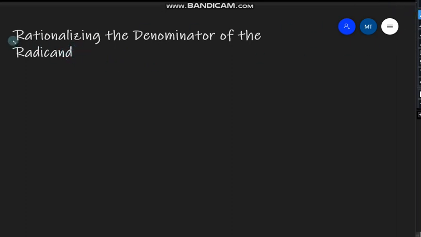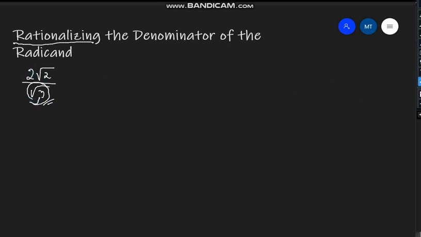Okay, so what is rationalizing? When we talk about rationalization, it is the process of removing the radical sign in the denominator. There are times, for example, you have 2 square root of 2 over square root of 3, and you will encounter your final answer to be like this, with a radical sign in your denominator. This is not acceptable under the rules of radicals, because it really needs to be removed.